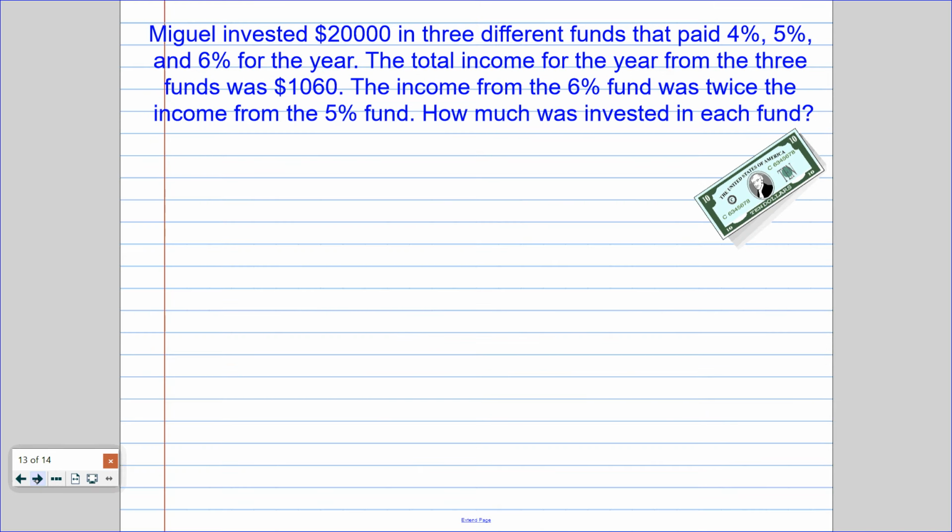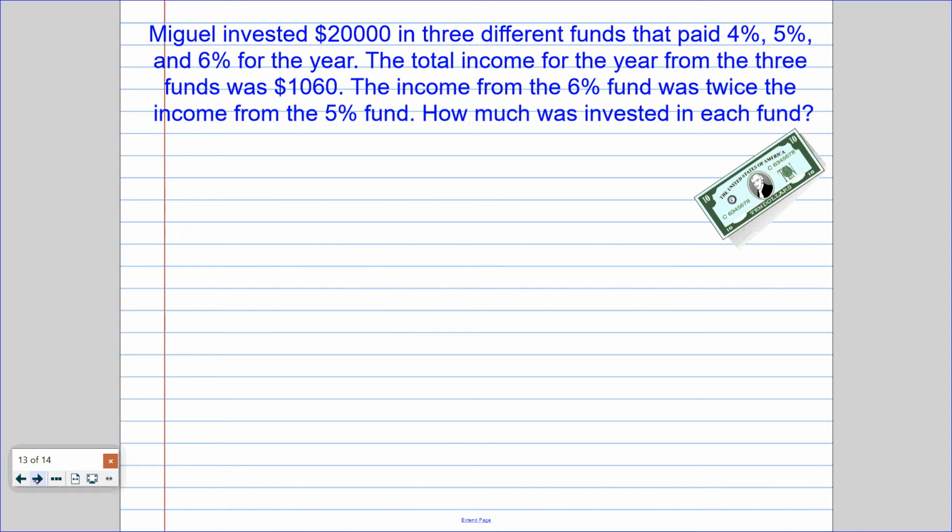Okay, we're only going to do one more word problem in this lesson. In this one, Miguel invested $20,000 in 3 different funds that paid 4%, 5%, and 6% for the year. The total income from the year for the 3 funds was $1,060. The income from the 6% fund was twice the income from the 5% fund. How much was invested in each fund?